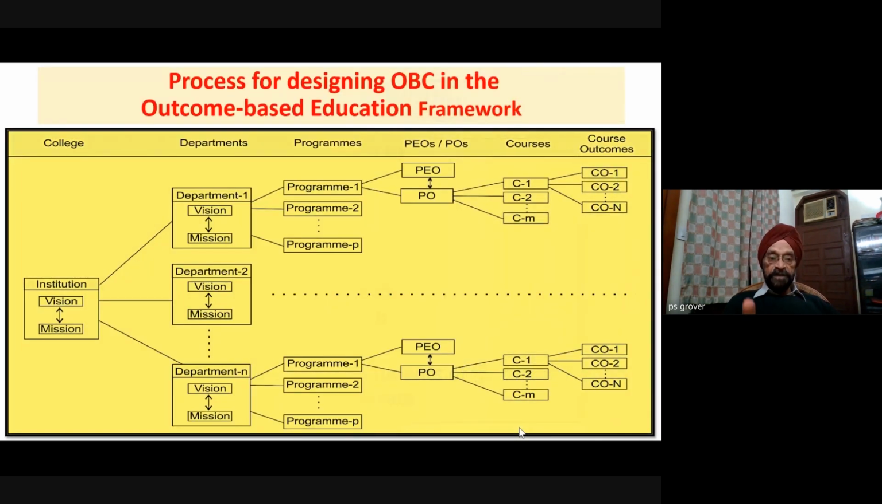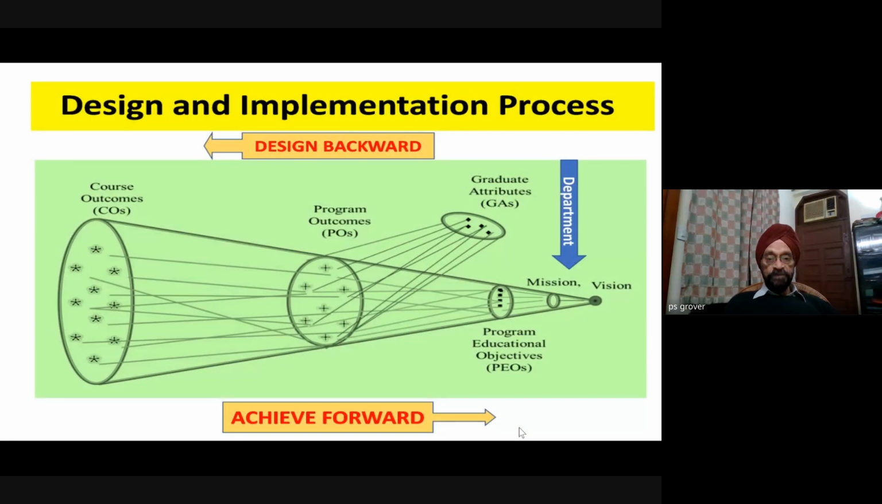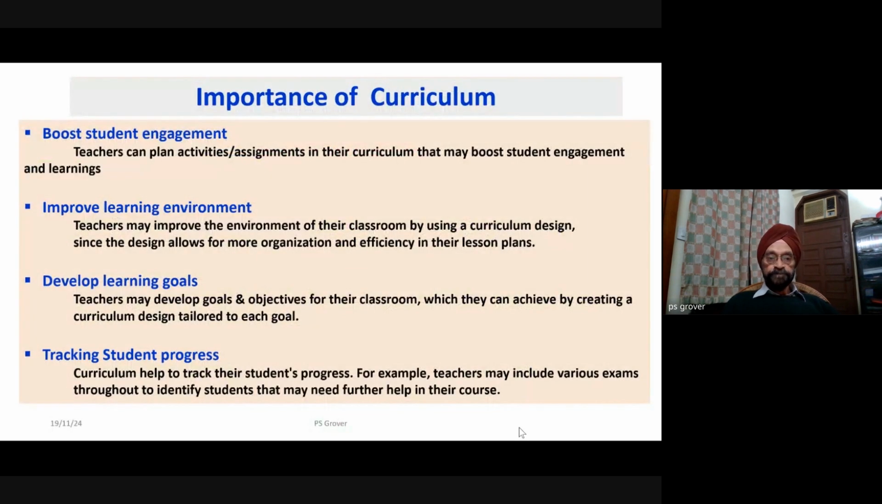So the process for designing is we take the institution vision and mission, outcome-based curriculum. Please note here. Then we define the department vision and mission. Then we take the programs. Then we design the POs, program outcomes, and course outcomes. So this is what I had indicated here. So we design the curriculum and then we try to achieve the curriculum that we have designed by this.